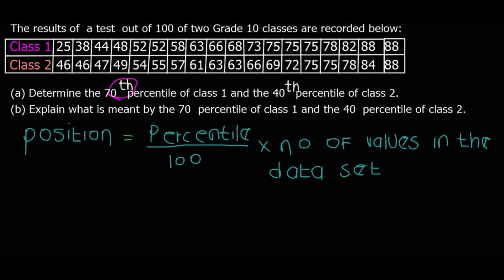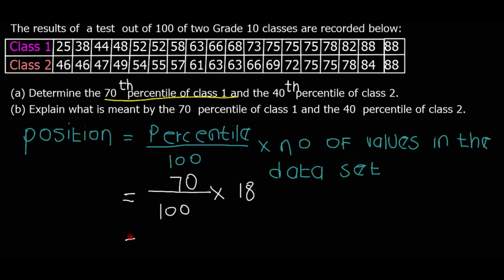Let's do the 70th percentile of class 1 first. Because this question is the 70th percentile, the percentile will be 70, divided by 100, and then multiplied by the number of values in the data set. We are in class 1, so let's count the number of values: 1, 2, 3, 4, 5, 6, 7, 8, 9, 10, 11, 12, 13, 14, 15, 16, 17, 18. So we multiply by 18, the number of values in the data set.